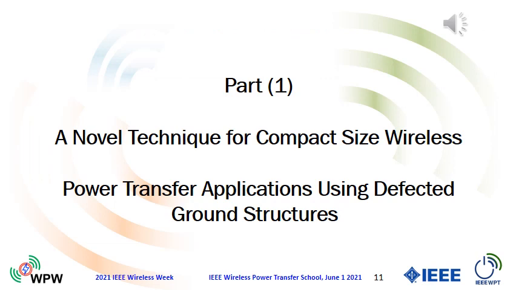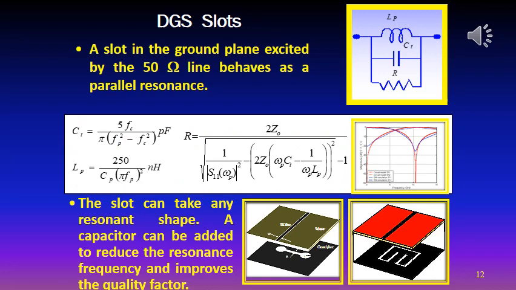The title of the first part of this presentation is A Novel Technique for Compact Size Wireless Power Transfer Applications Using Defected Ground Structures. Let me introduce some information about defected ground structure resonators. A slot in the ground plane underneath the 50 ohm line behaves as a parallel resonance. The values of the L, C, and R parameters of the equivalent circuit are calculated from the resonant and cutoff frequencies.